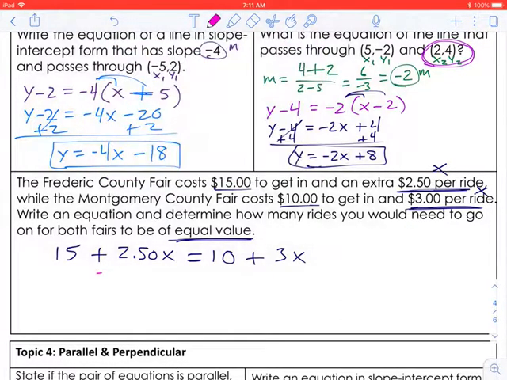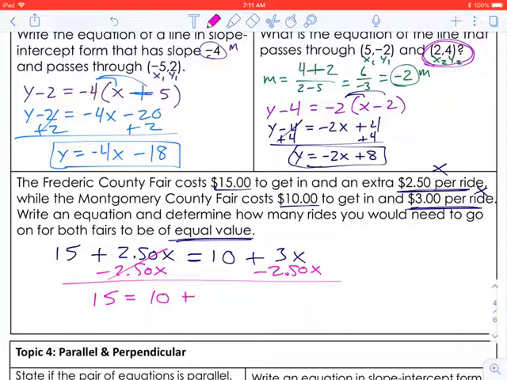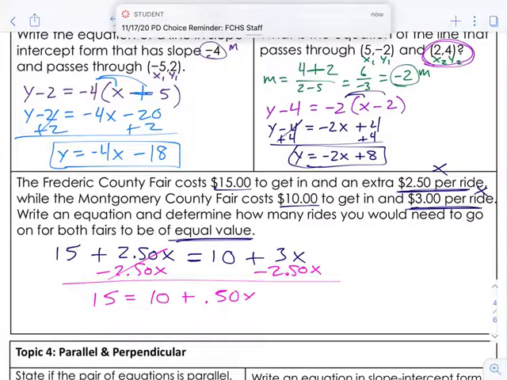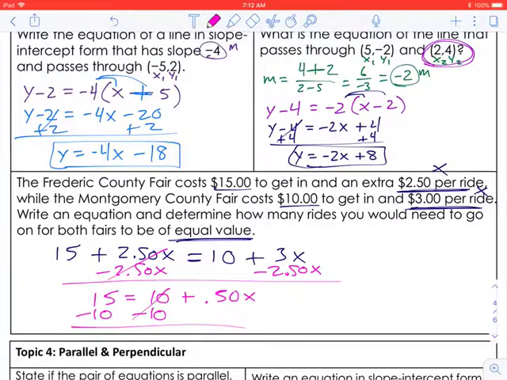So I'm going to go ahead and subtract 2.50x from both sides to make sure my variable is only on one side. So I have 15 equals 10 plus 0.50x. And then I go ahead and get x by itself. So subtract 10 to get 5 equals 0.50x. Divide by 0.50. And if you use your calculator, 5 divided by 0.5 is going to be 10. So x equals 10.